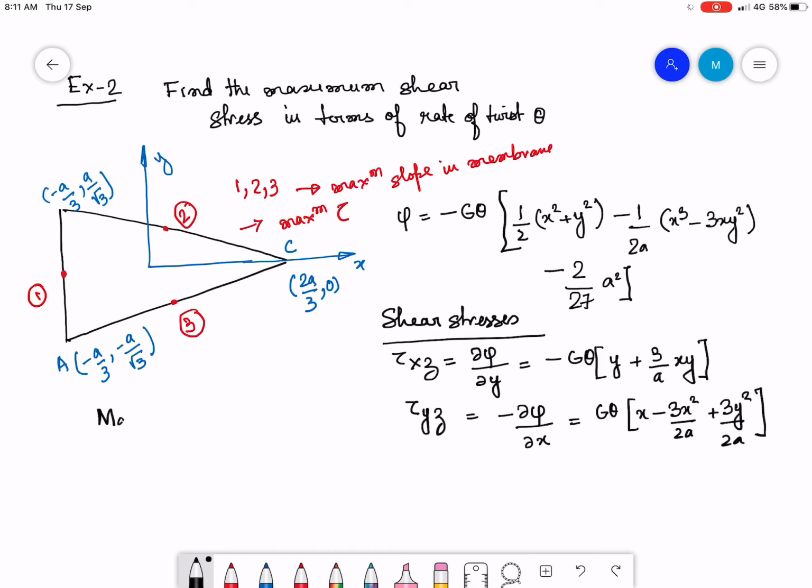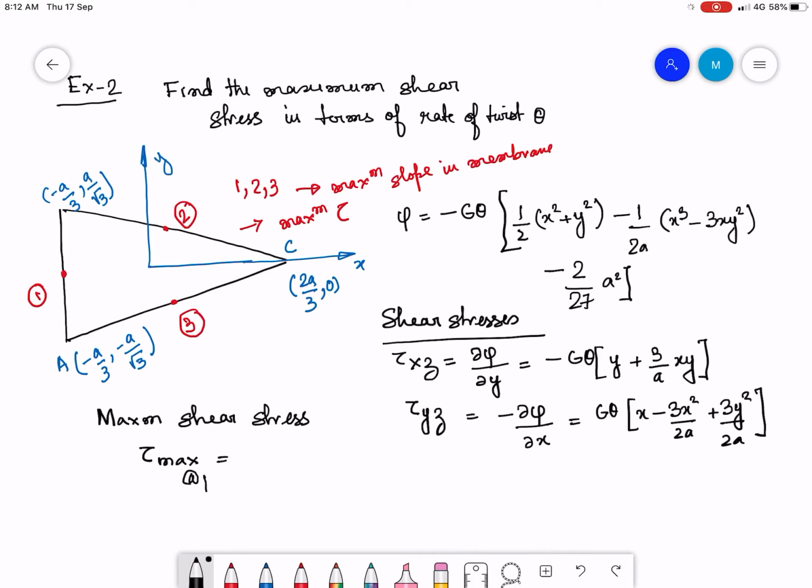Maximum shear stress is going to be tau max, and that is going to be happening at the points 1, 2 and 3. So let's try to find out the maximum shear stress at 1, which is an easier coordinate, and we will be able to find it out. So let us find it out at 1.